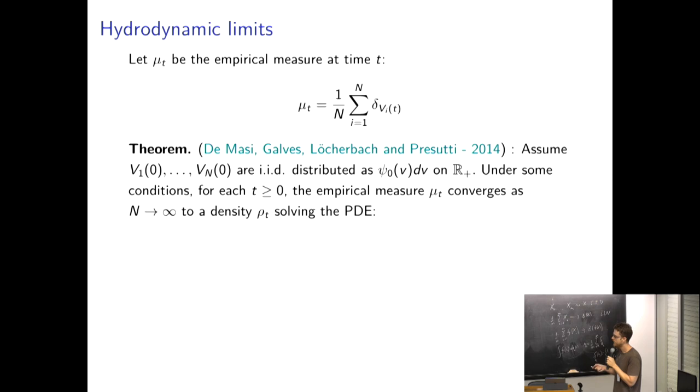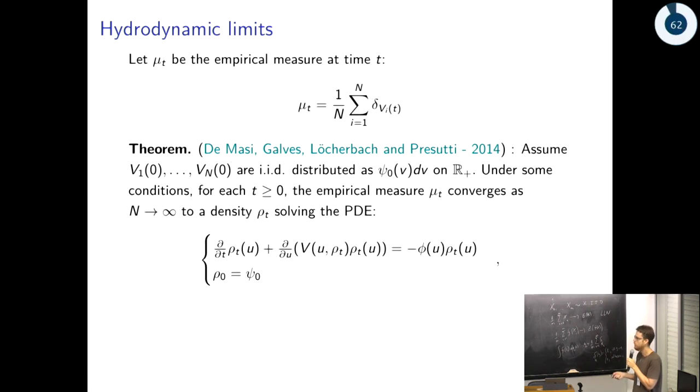And usually, what people say is, well, this guy will converge to a density rho t, under some conditions that I'm just not giving you in detail. The only important thing here is that at time zero, they are IID distributed according to a given initial condition, as in the law of large numbers. If initially I choose the membrane potentials independently identically distributed according to a given distribution, then plus other conditions, we can prove that we have a law of large numbers in the sense that this mu t will converge to a density rho t.